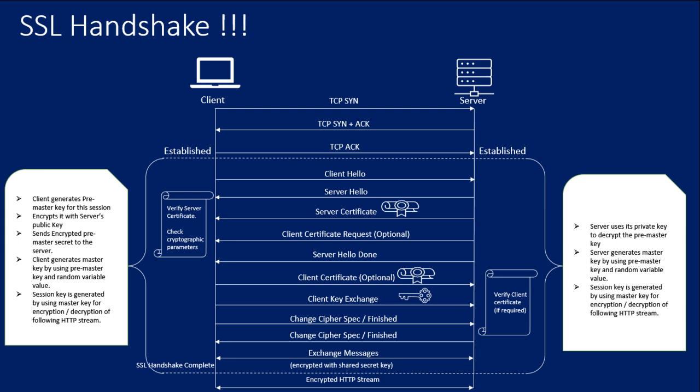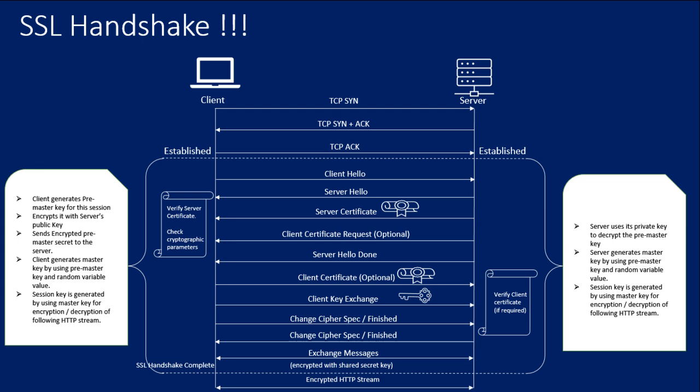So when the server certificate came to us, we did the verification, right? And then we encrypted our pre-master key with the help of the public key which we received inside the server certificate, and we sent it across, right? On the other hand, the server has taken out that pre-master key by decrypting that message with the help of the private key, right? And now both the parties will generate the master key by using the pre-master key and the random variable value which they have shared inside client hello and server hello.